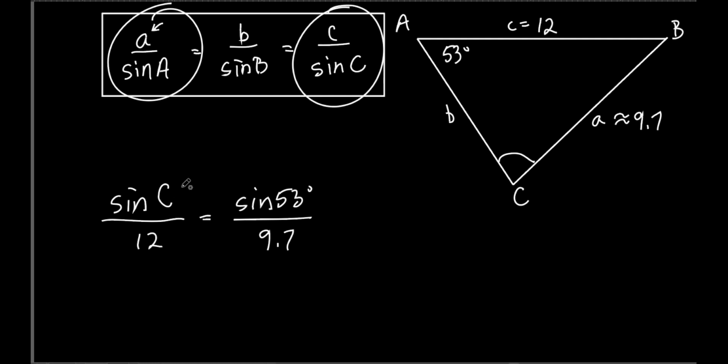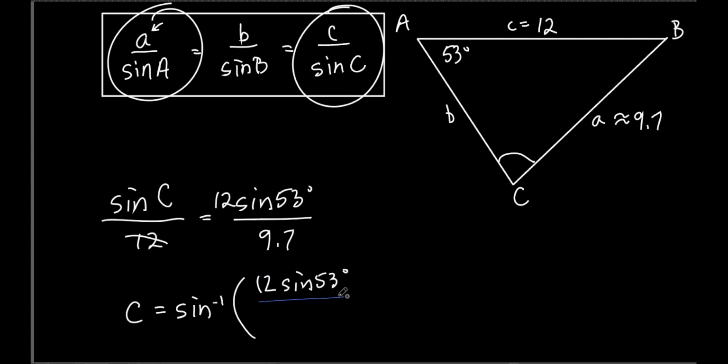This shouldn't be too hard because we learned how to do this with the law of cosines. What's the first thing you're going to get rid of if you want to get C by itself? The 12. So multiply both sides by 12. So put a 12 right in front of there. And then if I want to get rid of the sine, how do I get rid of the sine? Take the inverse of the sine. So that means that C is equal to the inverse sine of all this. 12 sine of 53 over 9.7.